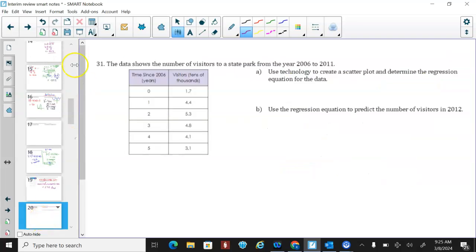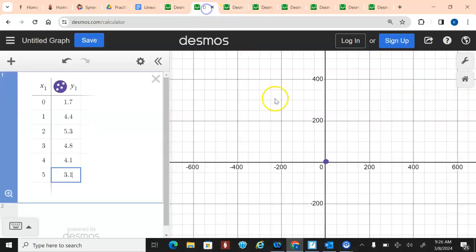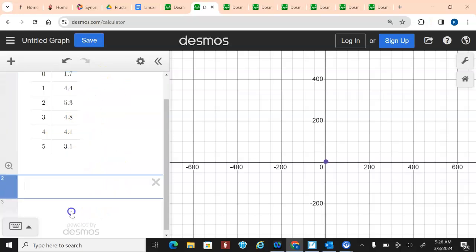All right, next question. 31, data shows the number of visitors at a state park between 2006 and 2011. Use the technology to create a scatter plot and determine the regression equation for the data. So again, I went on and got it into my Desmos. This is the data right here. We have to figure out if it's a quadratic or cubic.